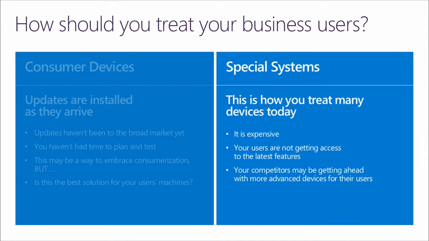In a special system scenario, you have this situation where I can't do the update because if I do it, it's going to break this application because there's going to be a compatibility issue. So how is that being addressed in terms of Windows as a service?